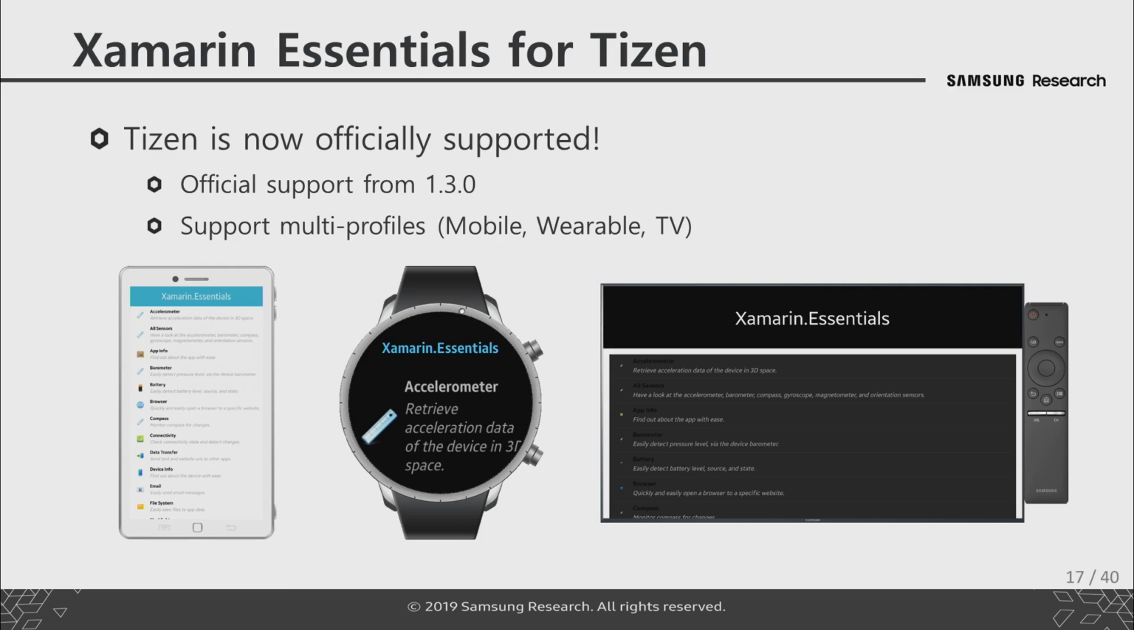And of course, we support multiple device profiles. So that is the Xamarin Essentials sample application. You can see that it runs on the mobile, wearable, and the TV. And depending on the profile, they have some limitations. So for example, TVs don't have many sensors, they don't have accelerometers and that kind of thing. So they have some limitations on that. But as now we have the Tizen official support, I think there will be more progress on Tizen support.